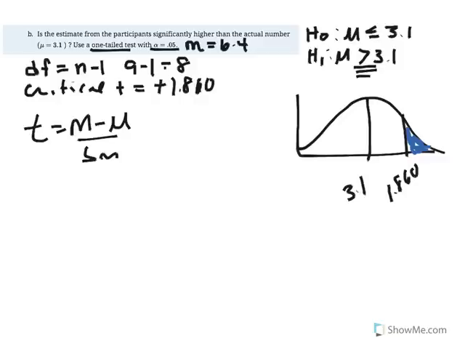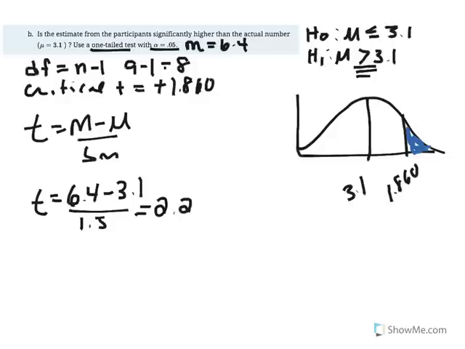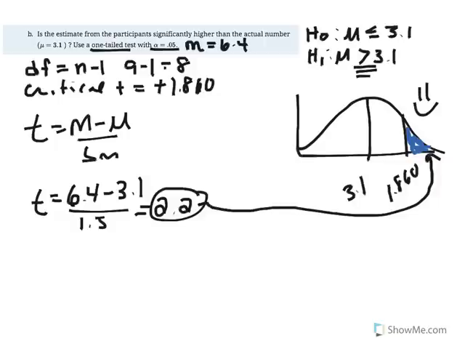None of these values have changed. All that we changed in this item in B is that we implemented the parameters of a one-tailed test. Everything else remained the same. So our t is still equal to 6.4 minus 3.1 over 1.5. So our t statistic is still 2.2. And given that value, now we check to see where that resides when we've applied a one-tailed test, and lo and behold, we see that it falls in the critical region.